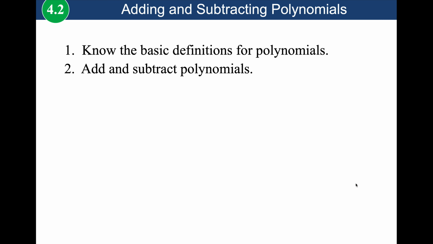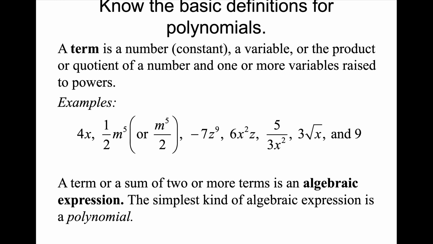So now we're going to look at something called polynomials, and we're going to be able to define basic polynomials and then how to add and subtract them. So a basic definition for a polynomial: a term is a number or a constant, a variable, or the product or quotient of a number and one or more variables raised to a power. So these are terms. When I take those terms and I add or subtract them together to get more terms, that's an algebraic expression. And the simplest algebraic expression is a polynomial.